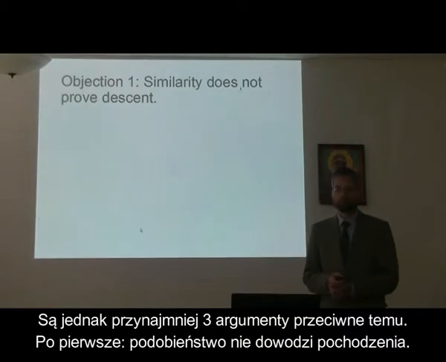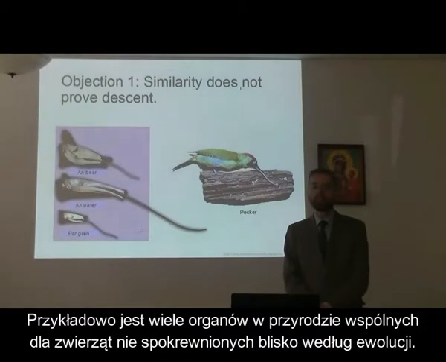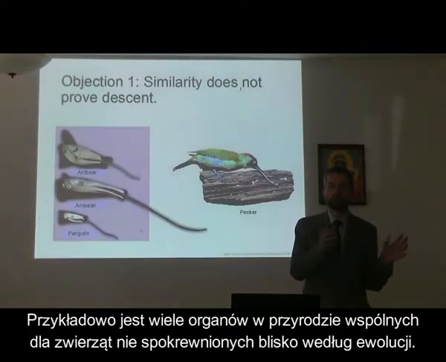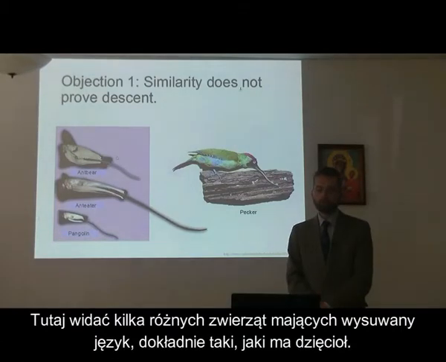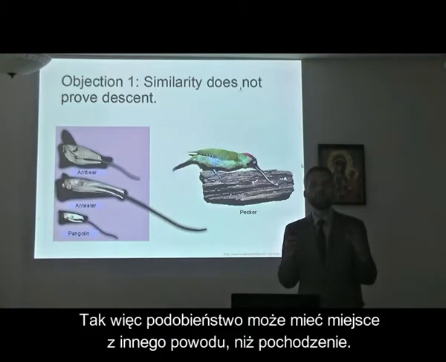One is that similarity does not prove descent. For example, there are many organs in nature which are shared by creatures that are not very closely related according to the theory of evolution. Here you see all these different creatures which have a tongue that can be expanded, and they share it with the pecker. This bird has exactly the same construction. But everybody would understand that this is not a proof that the pecker has evolved from the ant bear or vice versa. So similarity can have other reasons than descent.